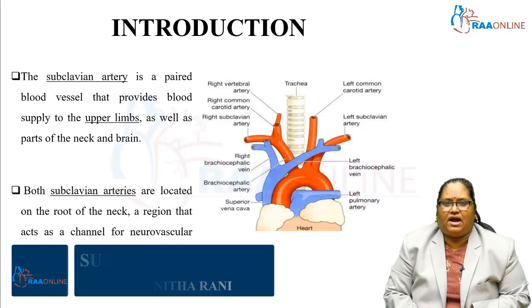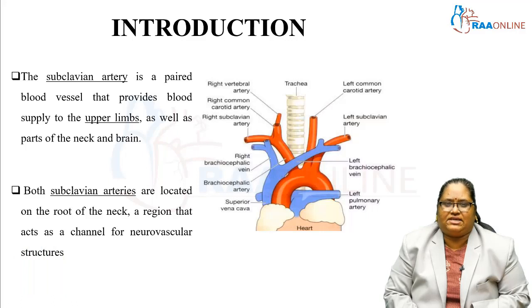Today's session is about the subclavian artery. The subclavian artery is a paired blood vessel that provides blood supply to the upper limbs as well as parts of the neck and brain. Both subclavian arteries, the right and the left, are located at the root of the neck, a region that acts as a channel for neurovascular structures.